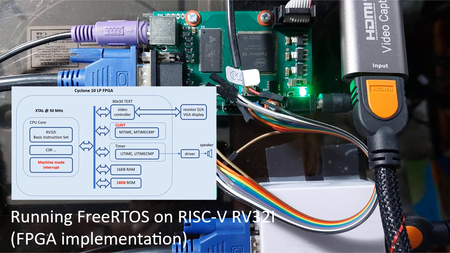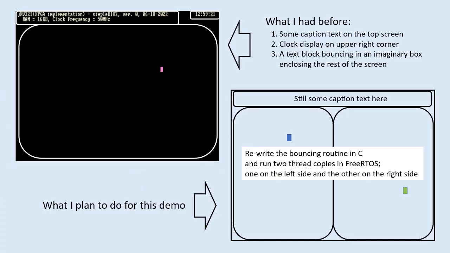Hi, a few weeks ago I implemented a RISC-V RV32I processor and had a brief video demo. In this video, I will have that RV32I implementation run 2 threads of programs with FreeRTOS and also do a short video demo.